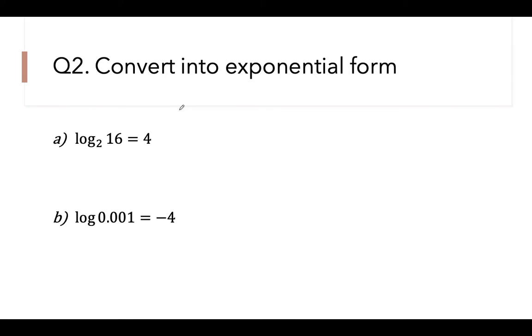So let's do a quick example. Convert each logarithmic form into exponential form. So the base is 2. 2 to the 4 is equal to 16. Now, as you can see for letter B, there's no base here. If the base is not written, then assume that there's an invisible 10. That is the standard logarithm with a base of 10. So it's going to be 10 to the exponent of negative 4 is going to give me 0.001.